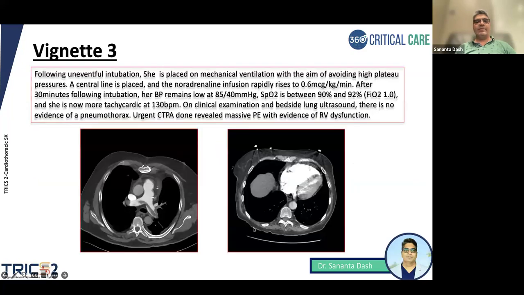Now the third vignette, the patient goes into the third vignette. Following, and as I said, it can go anywhere. The patient may have a cardiac arrest and go onto ECMO. The patient may have a cardiac arrest and there will be prolonged CPR and the post cardiac arrest prognosis pathway. It can go anywhere, right?